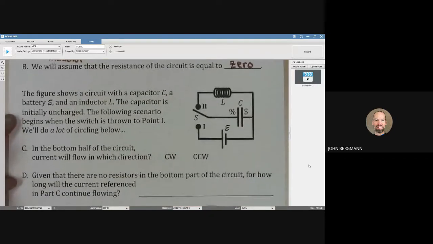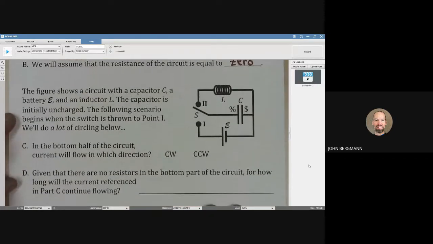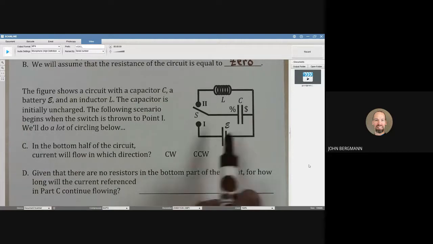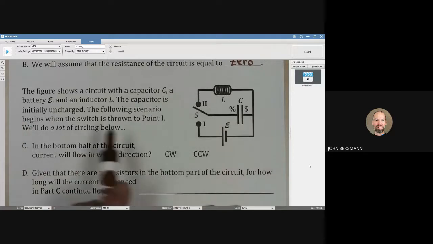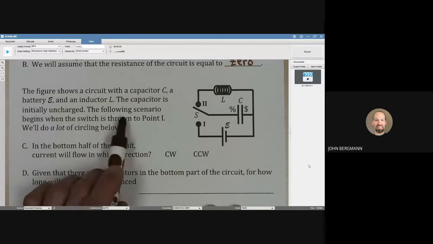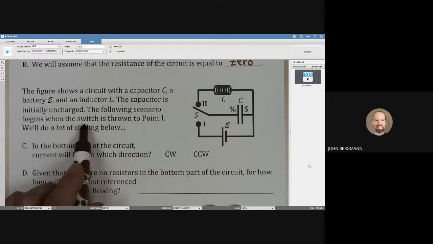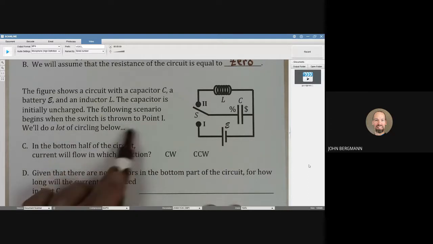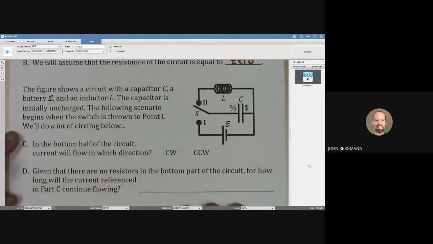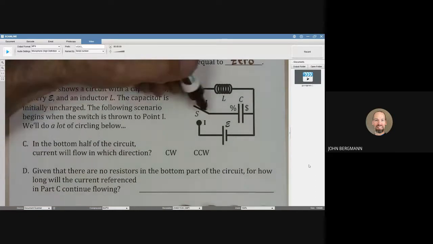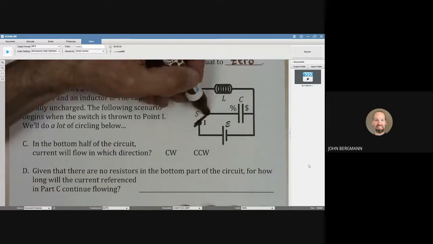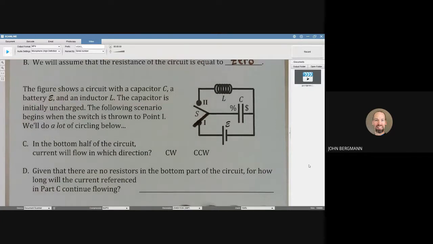The figure shows a circuit with a capacitor C, a battery E, and an inductor L. The capacitor is initially uncharged. The following scenario begins when the switch is thrown to 0.1. We're going to do a lot of circling. We're going to throw this switch right there to 0.1. So that connection is made.